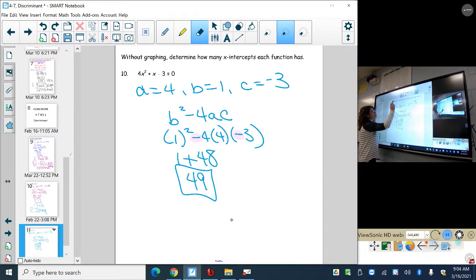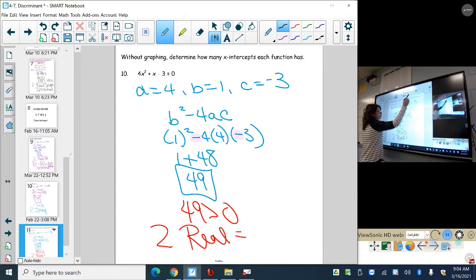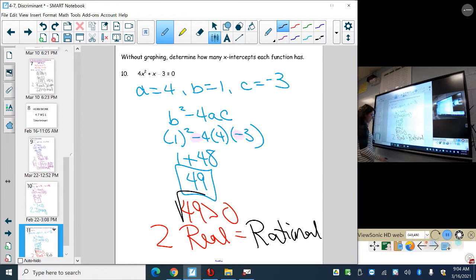Okay? Which means 49 compared to 0 is greater than it. So I'm going to have two real solutions. And those solutions, if I take the square root of 49, it is a perfect square, so they're going to be two rational roots. And that is tonight's homework.